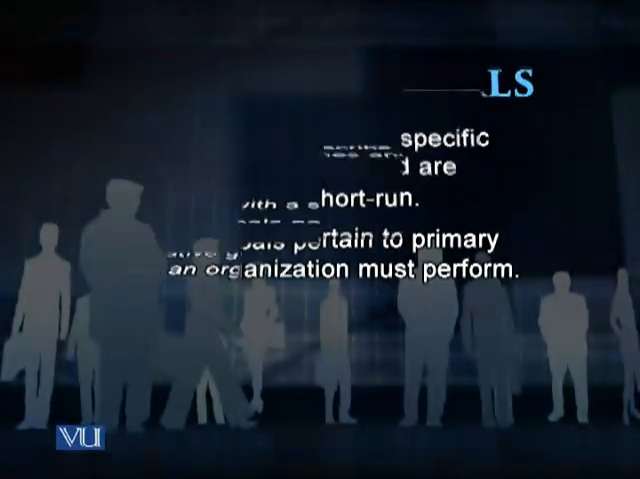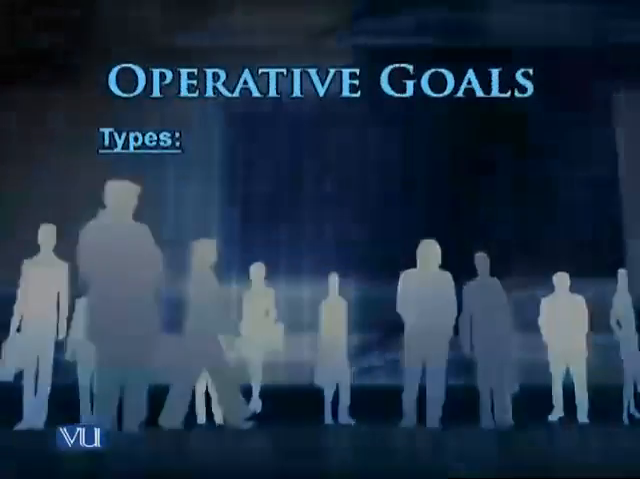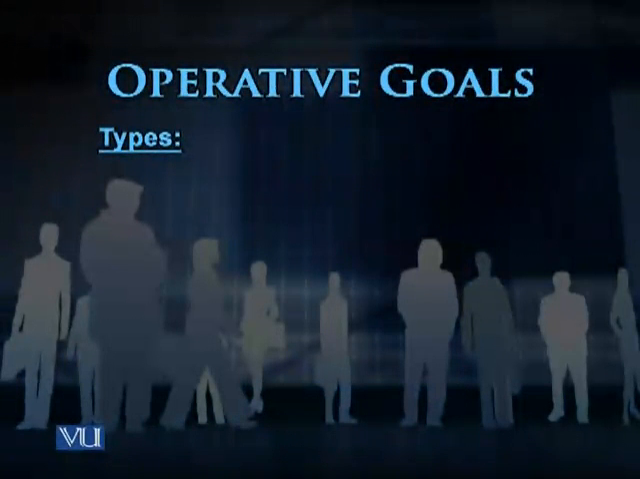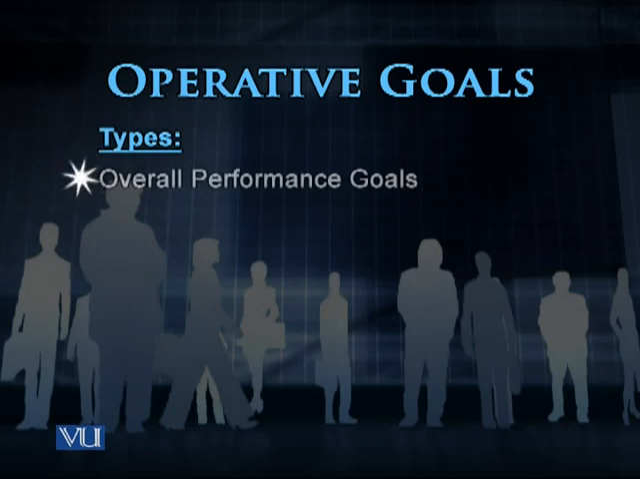Jo humne official goal dekhe the, they were the primary concepts or the primary ideas which that company has about its business, and to fulfill those ideas it needs to perform a number of primary tasks. Now there are various types of operative goals and we will discuss some of those types. Like ek operative goals ki type hai jinhe hum kehte hain overall performance goals, right? As this company has said, jiski humne abhi baat ki, that financial performance is a must for them and they want to have a distinguished strong financial performance.